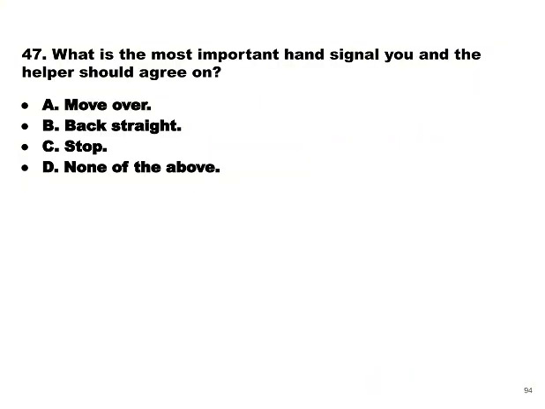What is the most important hand signal you and the helper should agree on? A. Move over. B. Back straight. C. Stop. Or D. None of the above. The answer is C. Stop.